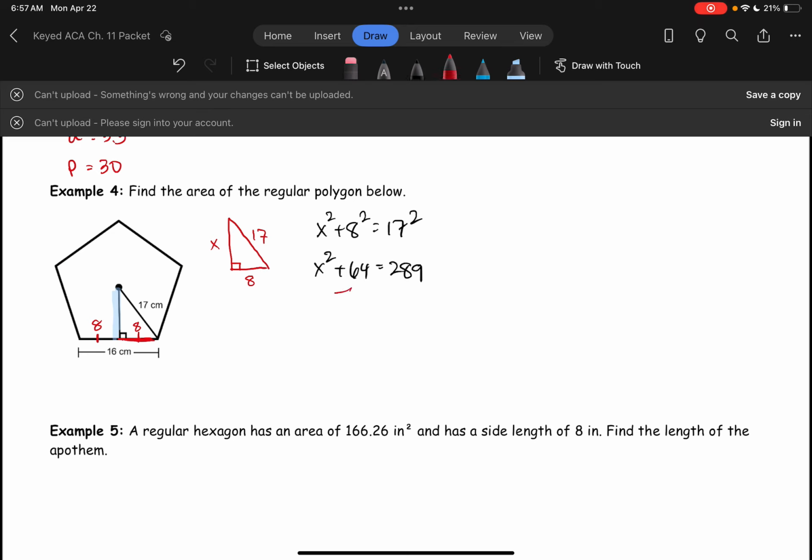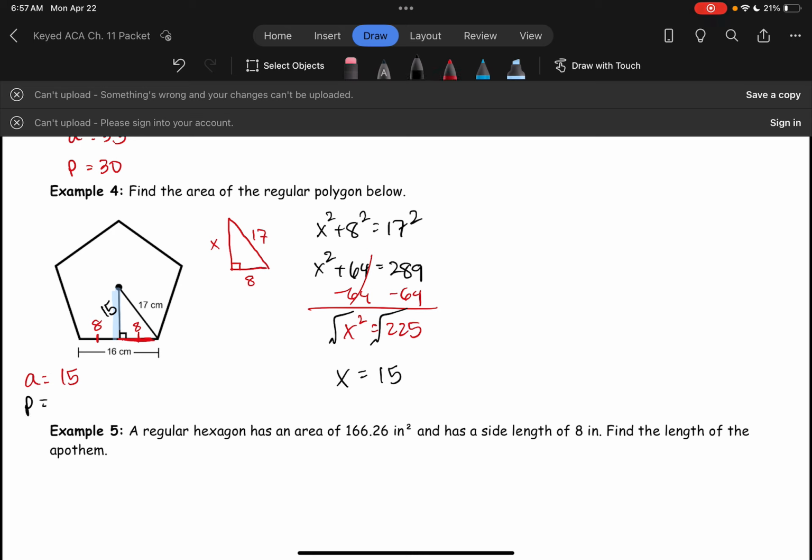And from here, we'll subtract 64 on both sides, giving us x squared is equal to 225. From here, we can square root both sides. If we square root both sides, we get that x is equal to 15. So that apothem right there is going to be 15. And so we can write that off to the side here. Our apothem is 15. What we need to find now is the perimeter.